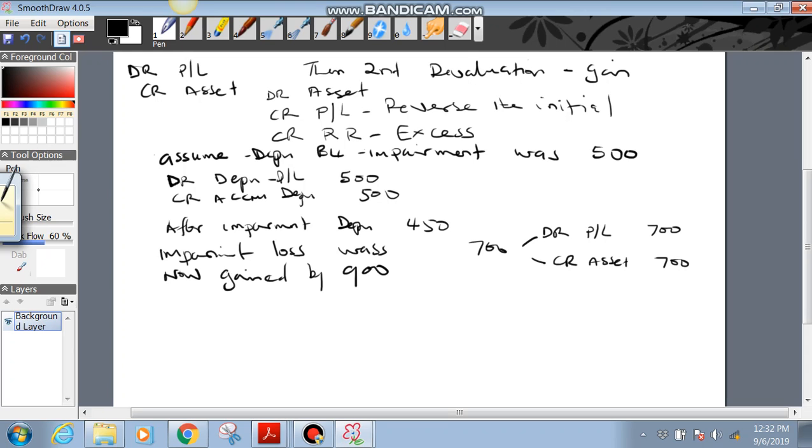of 700. Okay? But to reverse the loss to the extent that the 450 depreciation goes back to how much? To 500. So meaning, this asset has gained 900. We debit asset 900, then we reverse the loss. The loss, which is 700, we reverse only 650, so that the other 50 remains to join the 450 depreciation, so 450 plus 50 goes back to 500.